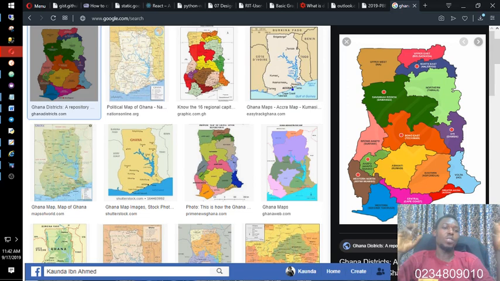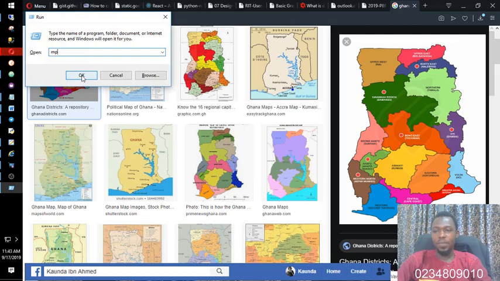So if you want to present, let's say, interchanges in Kumasi or in Accra, then each interchange will be a point. If you want to present, let's say, rivers in Ghana, then each river will be a point.